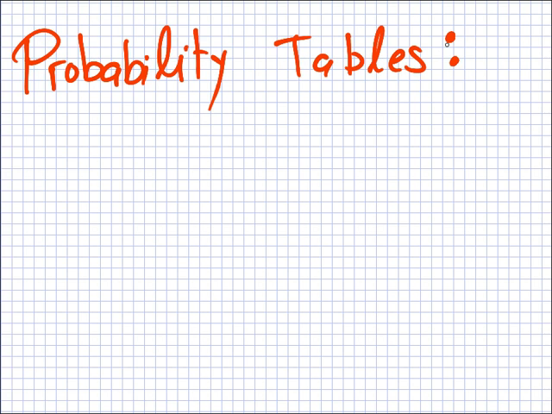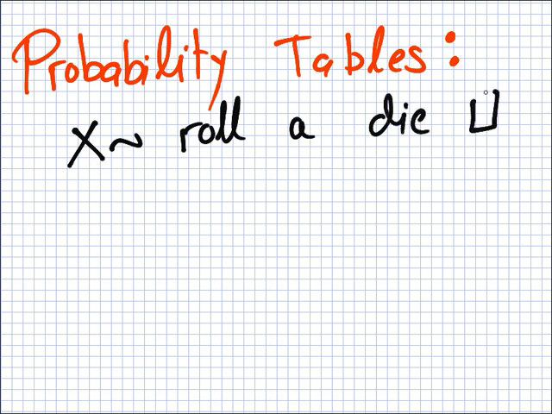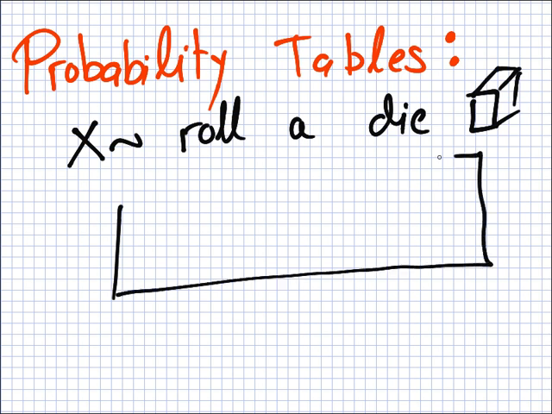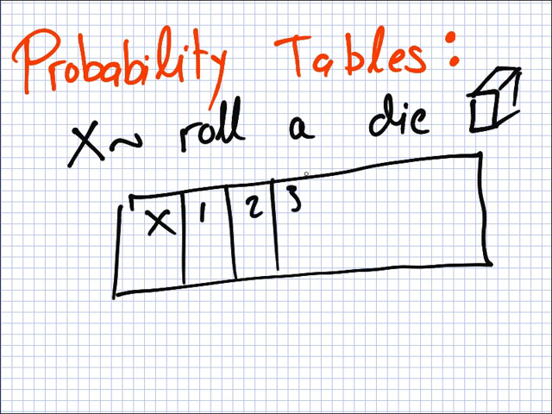Now, this next topic is pretty straightforward. We're looking at probabilities, and we are representing them in a table. So, let's give an example to get started. Let's imagine X is the outcome from rolling a die, six-sided. You can represent all the possibilities in a table like this. X could have been 1, 2, 3, 4, 5, or 6.